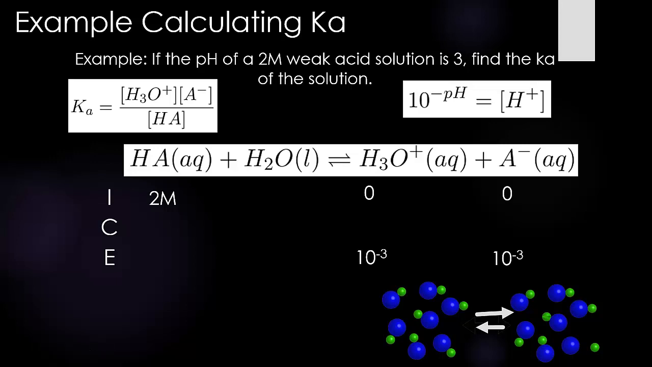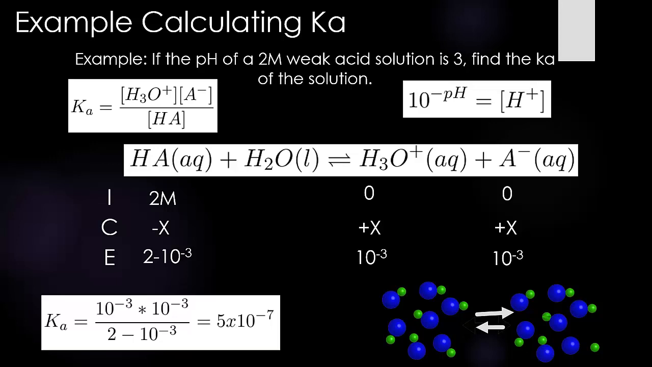If we know that H3O plus and A minus are both 10 to the negative third, we also know how much of the initial acid dissociated since that is where the H plus and the A minus came from. Therefore, we also know our final concentration of the non-dissociated acid. Now that we know all three of our components, we can fill into the equation for Ka and get our final value.